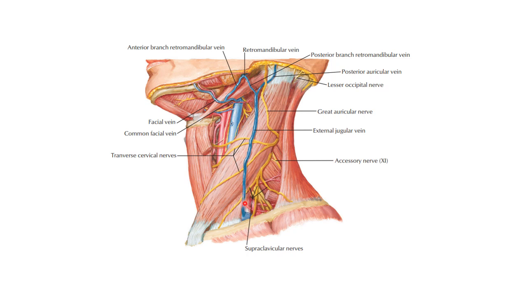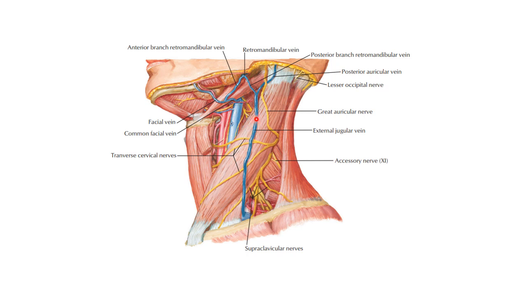First, you have to appreciate that the external jugular vein, which is this structure in the pointer, is situated superficial to the sternocleidomastoid. It is also situated on the belly of the sternocleidomastoid, superficial to the transverse cervical nerves, which provide sensory innervation to the anterolateral skin and structures of the neck.